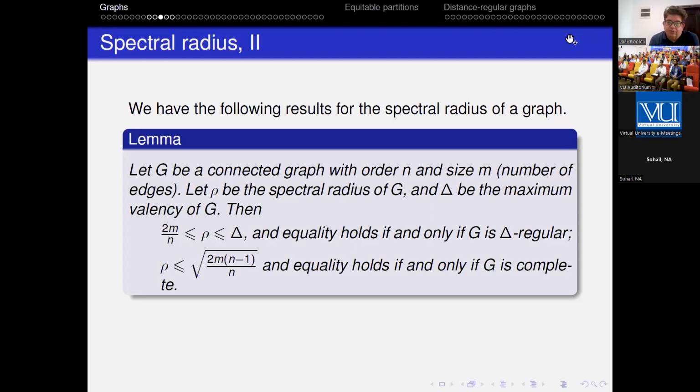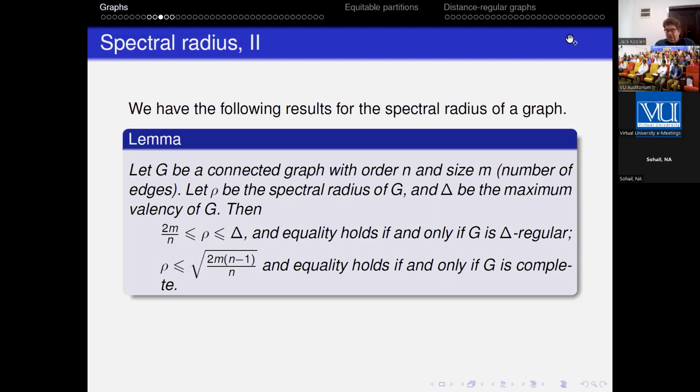So let's see the connected graph of order n and size m. That means the number of edges. So it has m edges and n vertices. Let rho be the spectral radius of T, and capital delta be the maximum valency of T. Then rho is between 2m over n and capital delta. And equality holds in one of them if and only if it holds in both of them, if and only if the graph is capital delta regular.